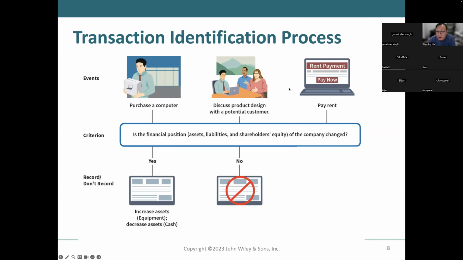Anyways, you are paying the rent. Does this affect your financial position, asset, liability, or shareholders' equity? Yes. Okay, can anyone try to tell me what has increased and what has decreased?